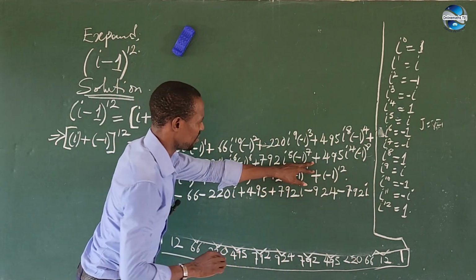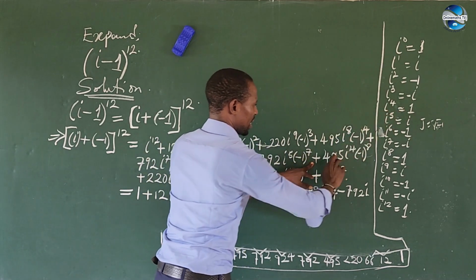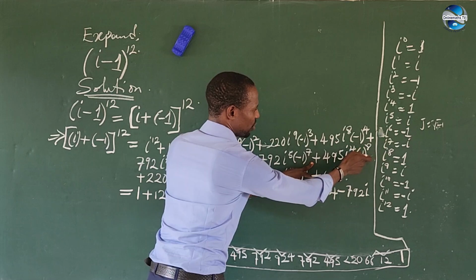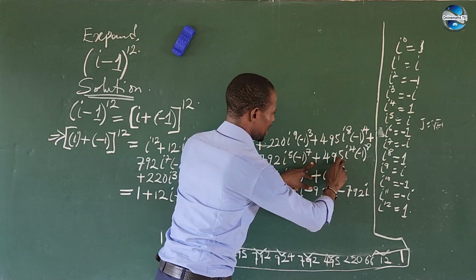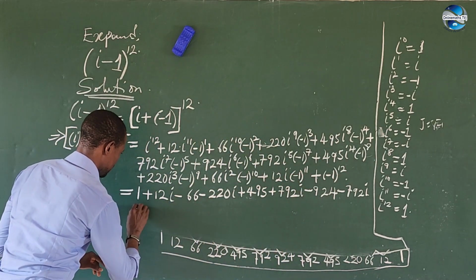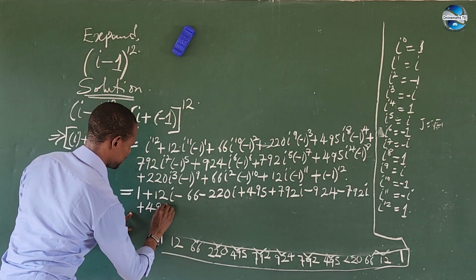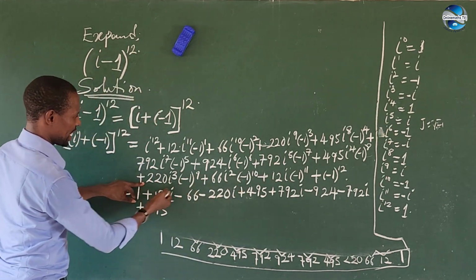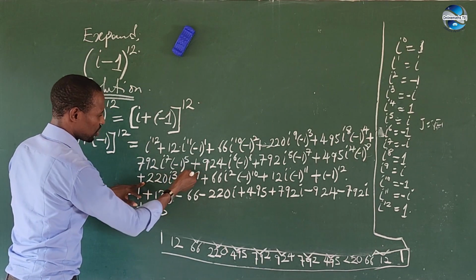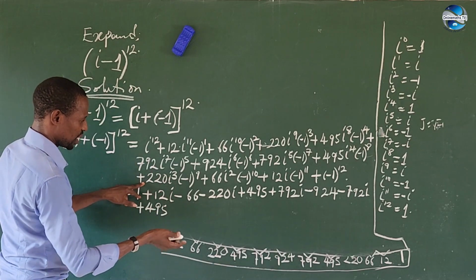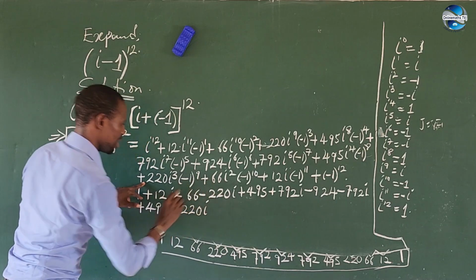Okay, then we come to this other side. Iota to the power of 4 will give us positive 1. And here minus 1 to the power of 8 will give us what? Plus. So automatically, this will give us plus 495. Then we come to this other side here. Iota to the power of 3 will give us minus iota. Then minus 1 to the power of 9 will give us minus 1. And so this will give us plus 220 iota.